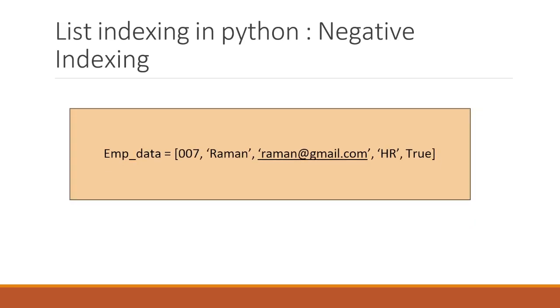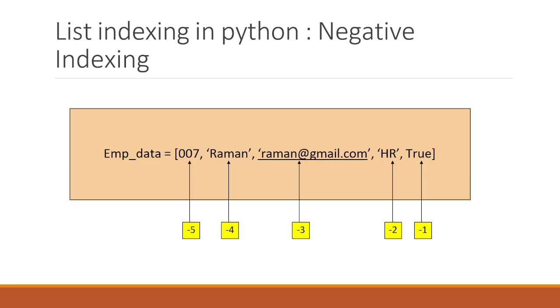Negative list indexing by default will start from the end of your list. So it will start from here. Negative list indexing by default will start from -1. Here you can see this will be the -1 position, which is negative list indexing. Then -2, -3, after that -4, then -5. So this will be a negative list indexing, which will start from the end of your list.